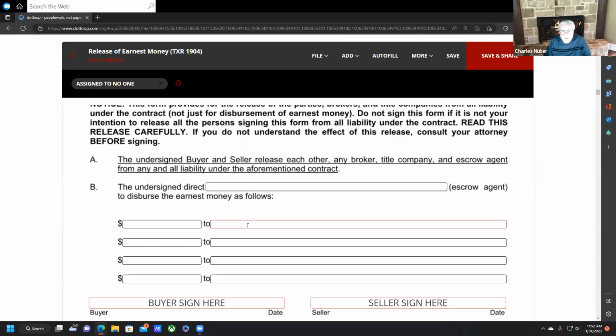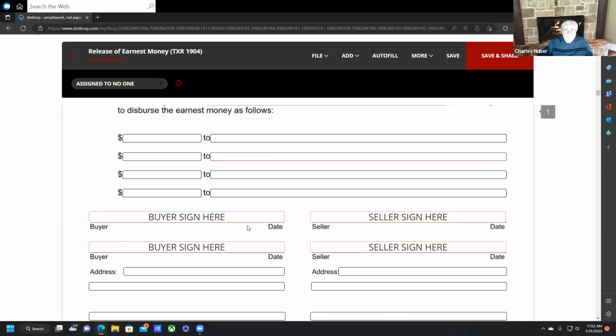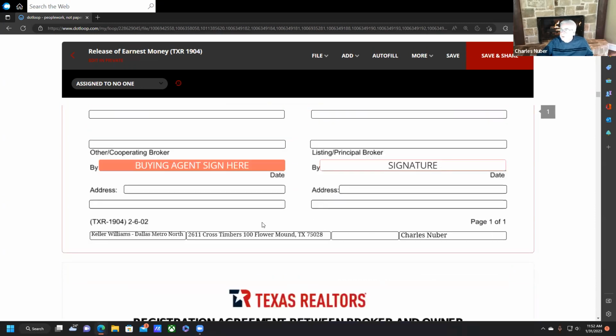Maybe the buyer says, look, I just don't want this house. I'm willing to give you the earnest money if you'll go ahead and release me from all obligation. That's what this form will help you do. Everybody good with that? Any questions about that?